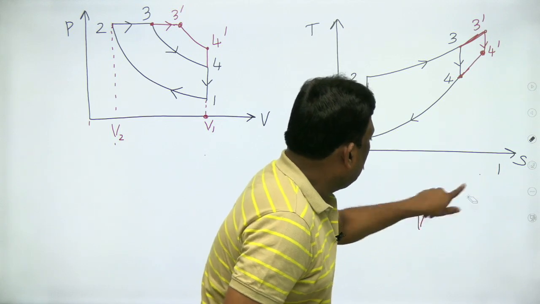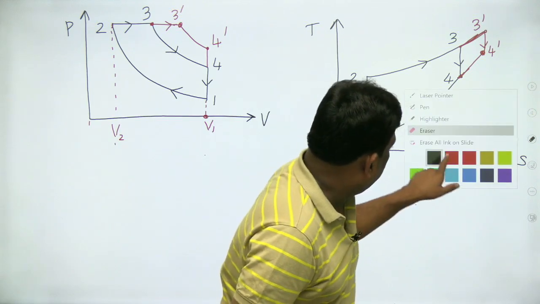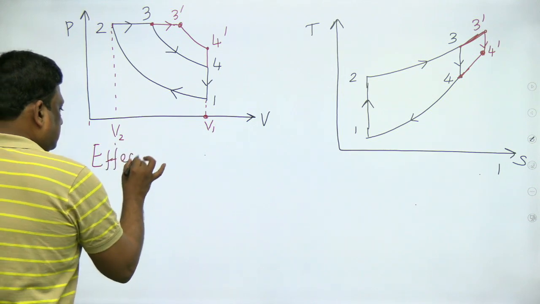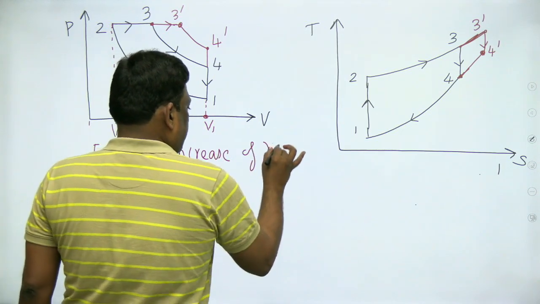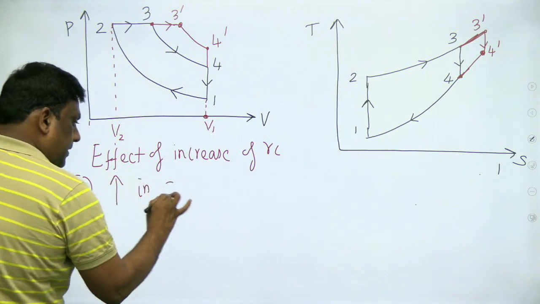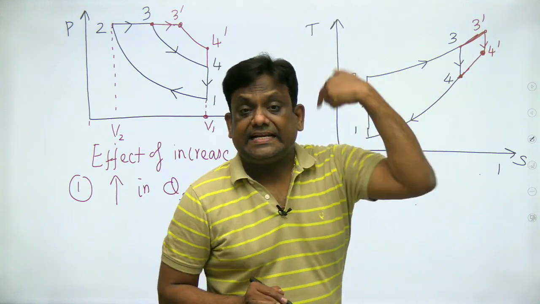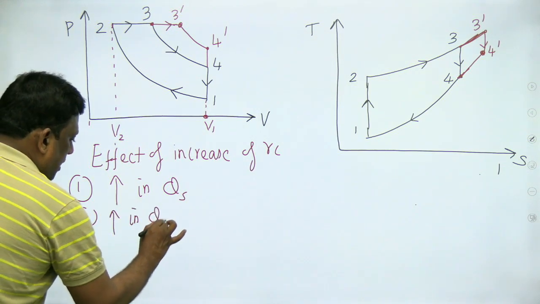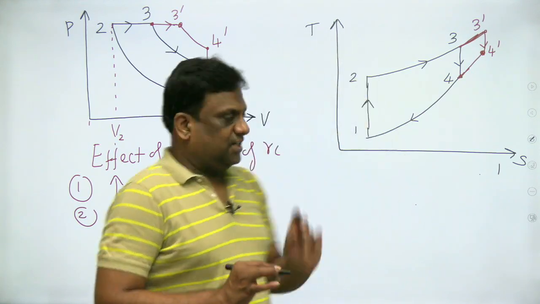Let us see all the effects of increase of cutoff ratio. Let me explain clearly. Effect of increase of RC. The first effect is increase in heat supply. Because instead of 2 to 3, you are supplying from 2 to 3 dash. So there is an increase in heat supply. The second, increase in heat rejection. Obviously, instead of 4 to 1, now it is 4 dash to 1. So there is an increase in heat rejection.